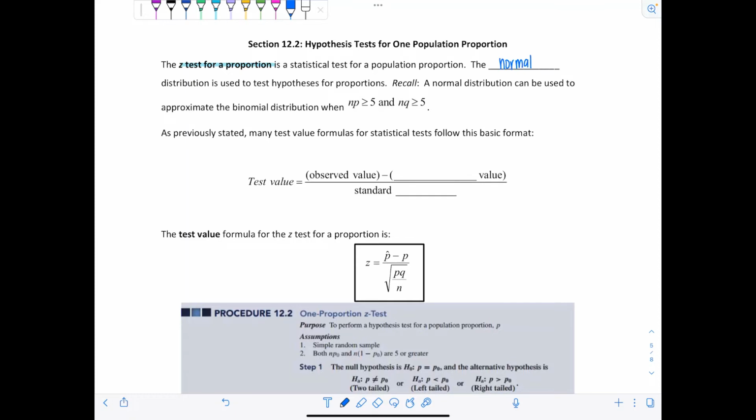As previously stated, many test value formulas and statistical tests follow this basic format. We have the test value equals observed minus expected divided by standard deviation. And the test value formula for the z-test for a proportion is as follows. P-hat, that makes sense, that's your observed, right? Because that's your sample proportion. Minus p, that's the expected, that's your population proportion, divided by standard deviation. The only difference here from when we set up confidence intervals is that we have square root of pq, not p-hat, q-hat, okay, when you do your hypothesis test, over n.